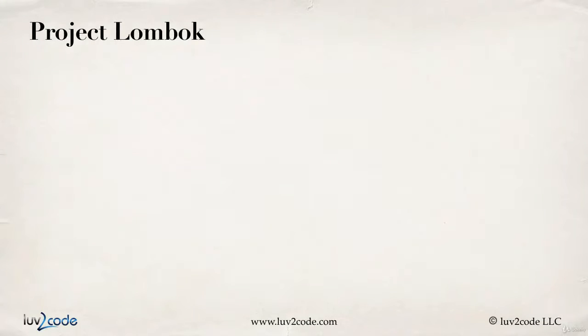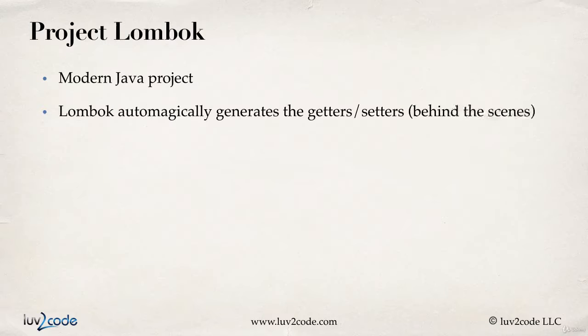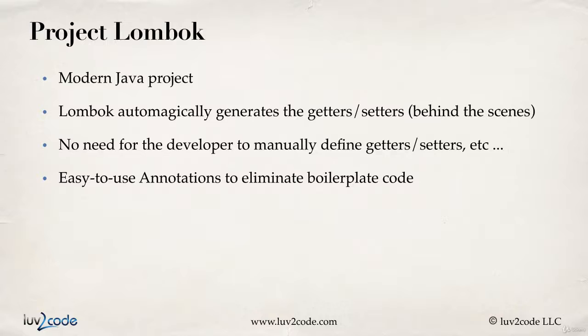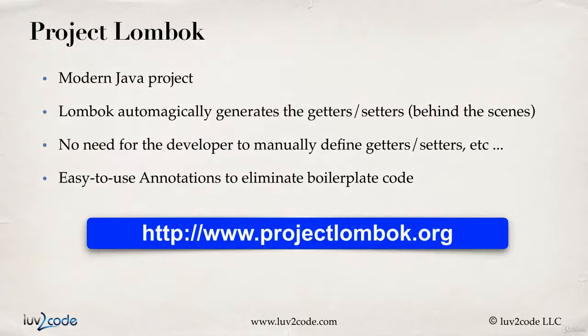All right, now you may have noticed the reference to Lombok, and you're probably wondering to yourself, what exactly is Lombok? Well, Lombok's a modern Java project, and Lombok will automatically generate the getter and setter methods for you behind the scenes. So there's no need for the developer to manually define getter and setter methods. Lombok will do the work for you. Lombok has easy to use annotations to eliminate boilerplate code. And you can get more details on Lombok at the website here, projectlombok.org.